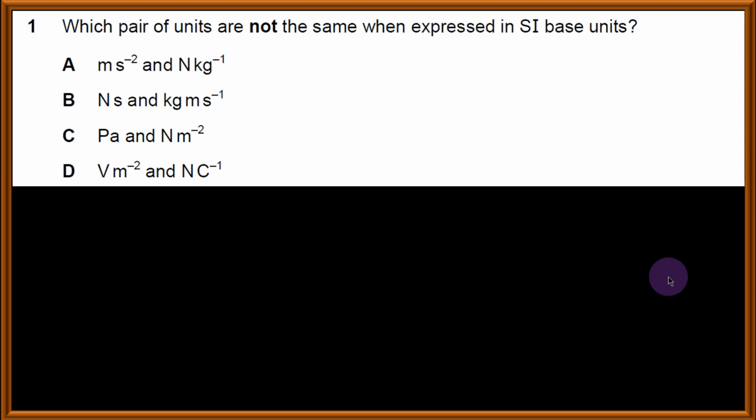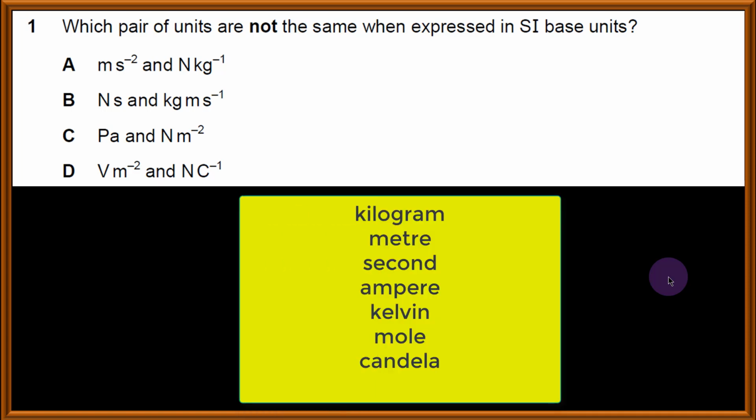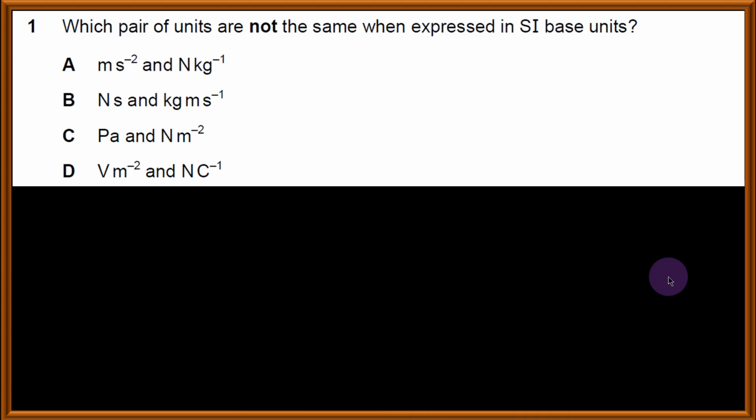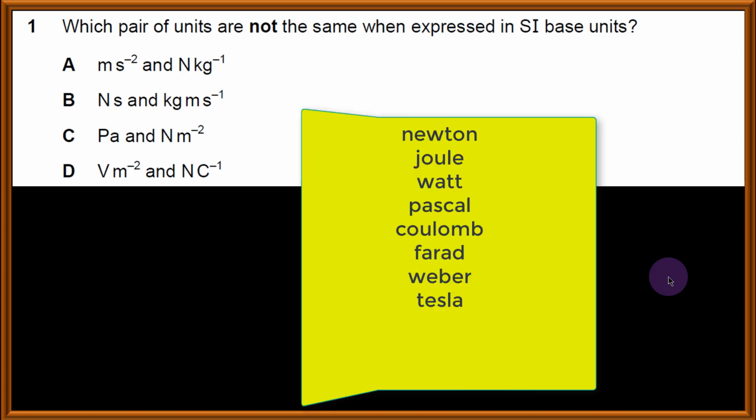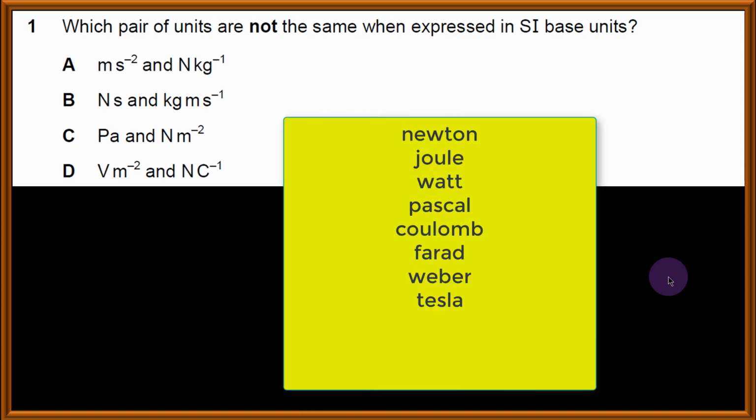Base units include the kilogram, the meter, the second, the ampere, the Kelvin, the mole, and the candela, although we usually don't deal with the seventh one. Named units, on the other hand, include such units as Newton, Joule, Watt, Pascal, Coulomb, Farad, Weber, Tesla, and many others.